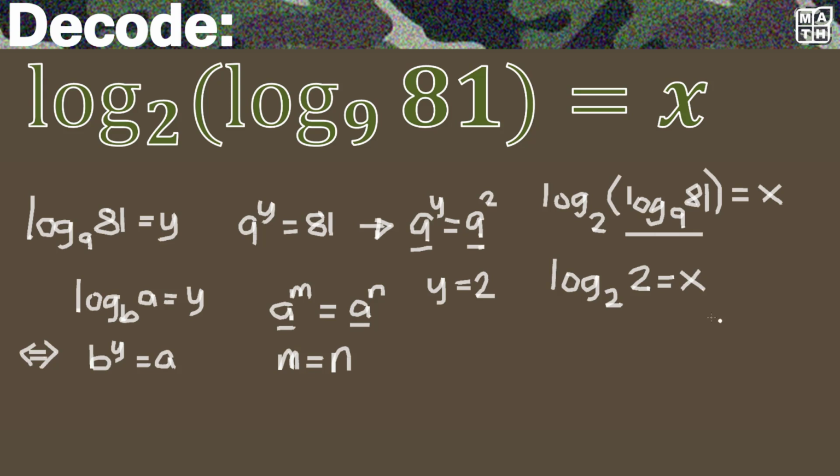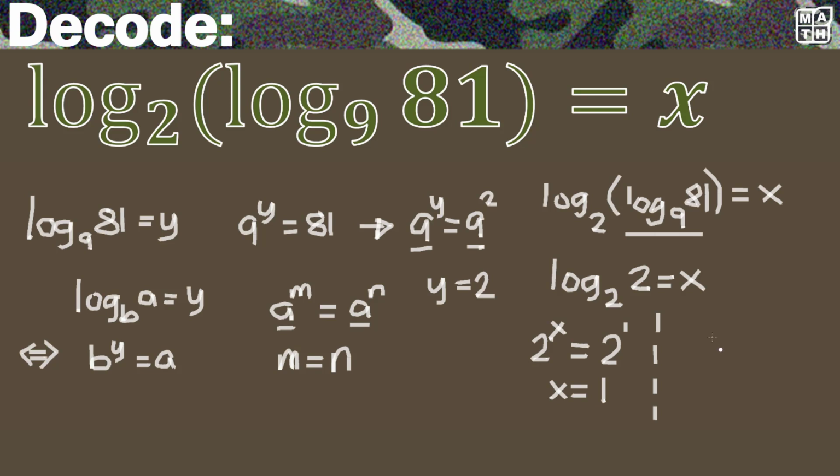Now you can attack this problem in two different ways. Number one is using this transformation: 2 to the power of x is equal to the expression here, which is 2. And we know that 2 has an exponent of 1, which gives us a result of x, the value of the entire given, equal to 1. That's just one step that you could use here, or you could attack it like this.